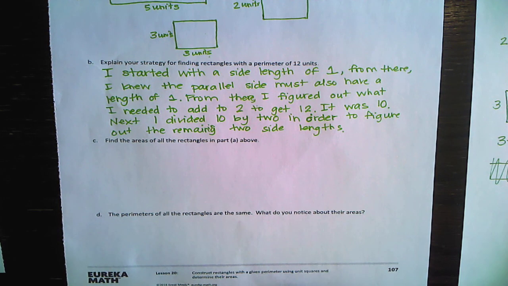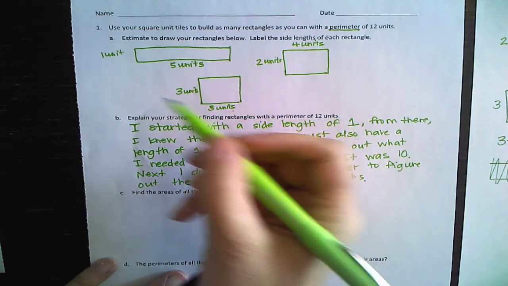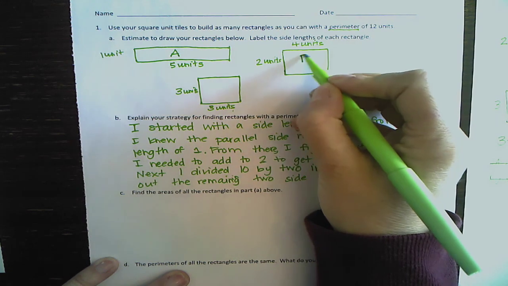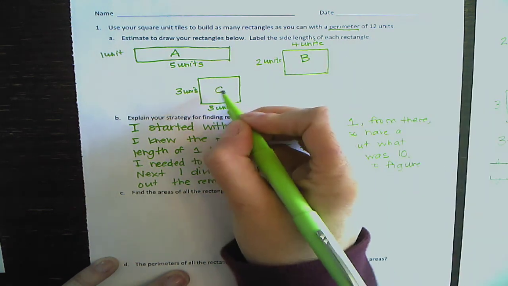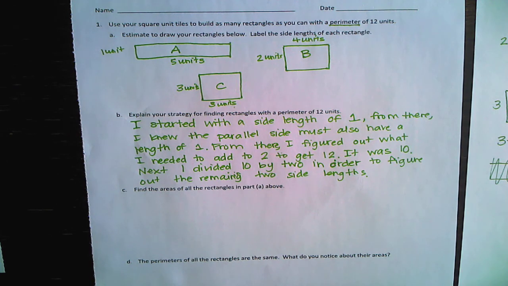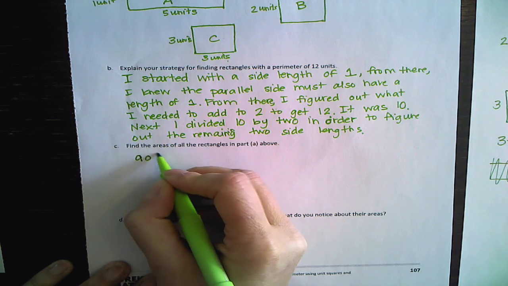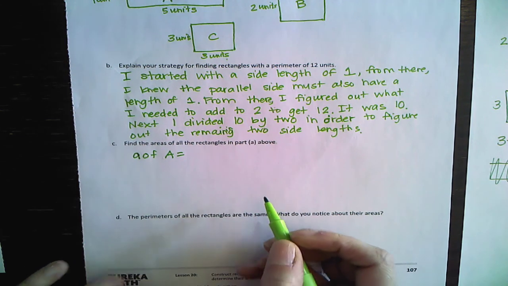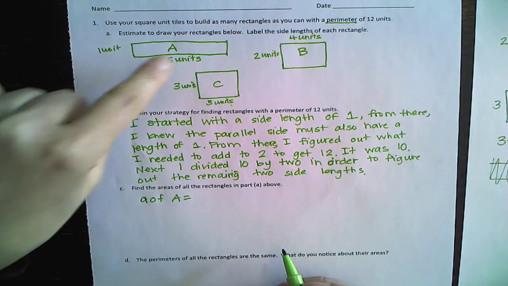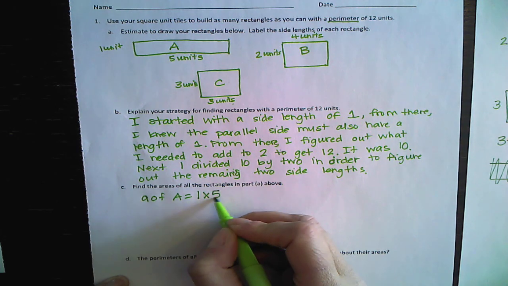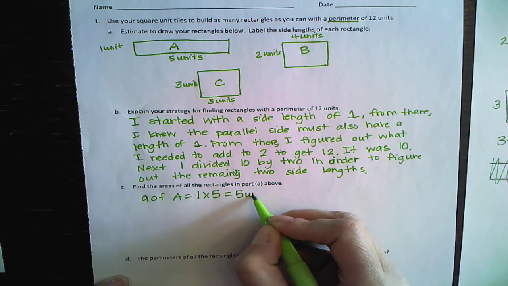All right, let us read C together. It says, find the areas of all the rectangles in part A above. Okay, so what I'm going to do is I'm going to label these rectangles. I'm going to do A for the 1 by 5, B for the 2 by 4 and C for the 3 by 3 so we know which one we're talking about. So the area of A equals, we're going to multiply, right? 1 times 5. It's the area model. So 1 times 5 equals 5 units.